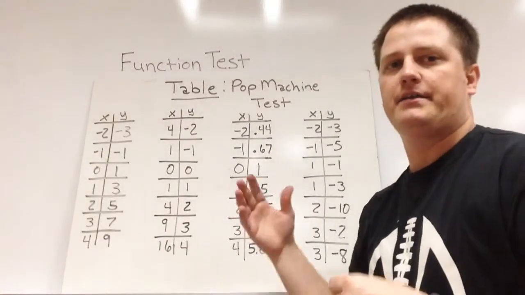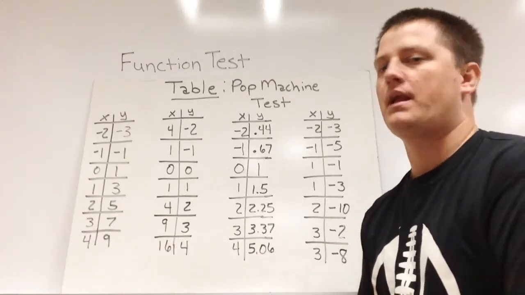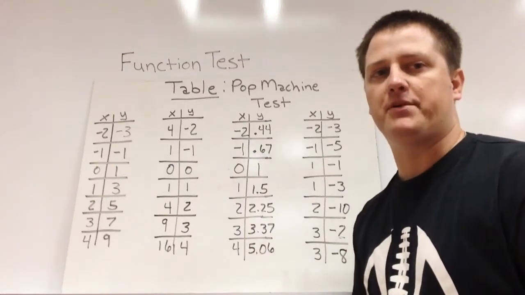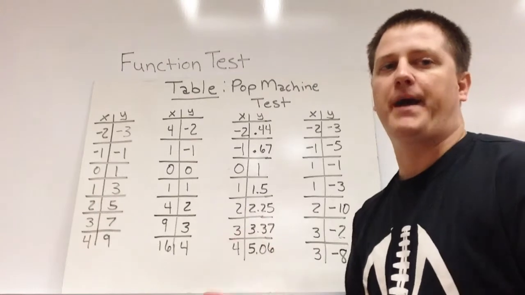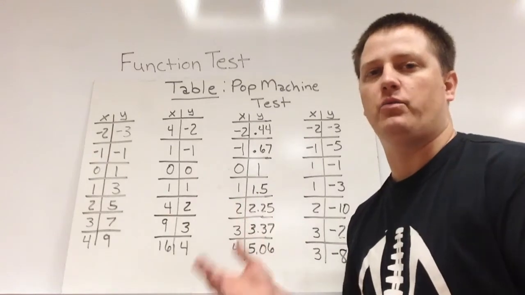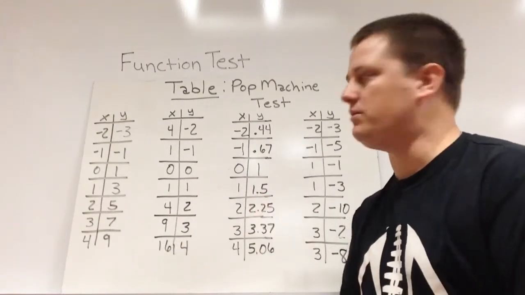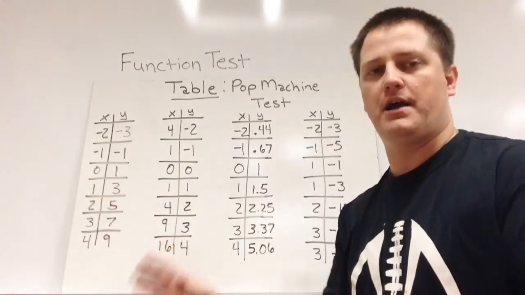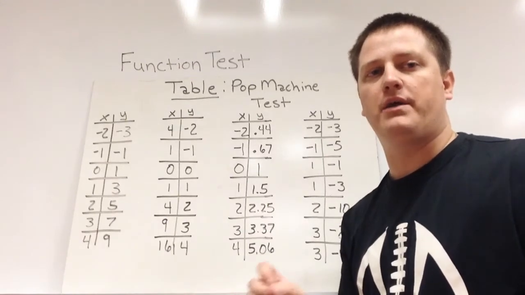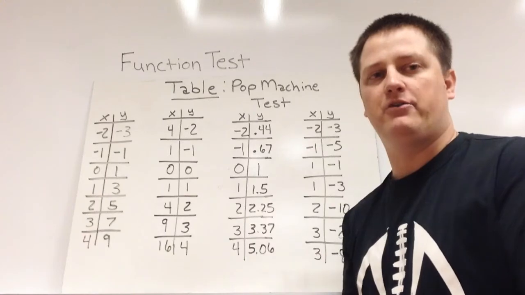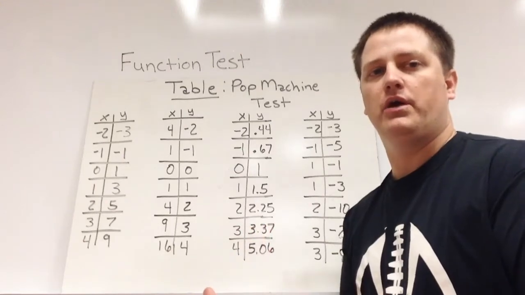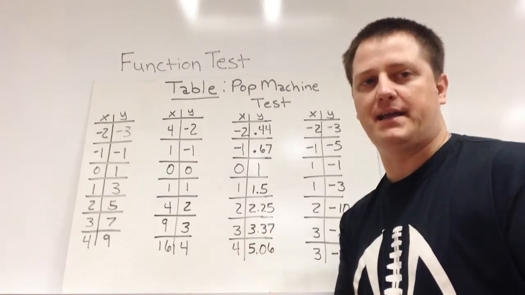First, we're going to look at tables. So I have 4 examples here. In these tables, we're going to do what I call the pop machine test. When we go to a pop machine, if we push a button, we expect to get the pop that the button says. What that means in our tables is, always think of our inputs as our x, or our inputs as our buttons. If we push a button, it doesn't matter how many times we push it, we should always get the same result. If we push a Mountain Dew button, we always expect a Mountain Dew. If we push the number -2, we always expect the same result in that table.